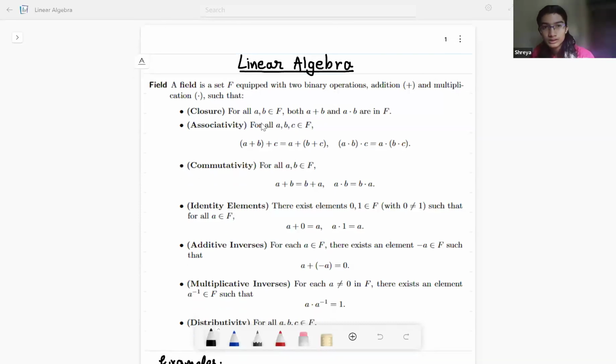Okay, so we'll mostly be going over some basic things in linear algebra. We will start off with the definition of a field, then define a vector space, and mostly we'll be talking about the dimension of a vector space, how that is defined and why it is well defined.